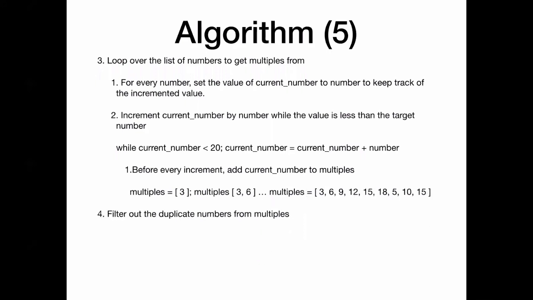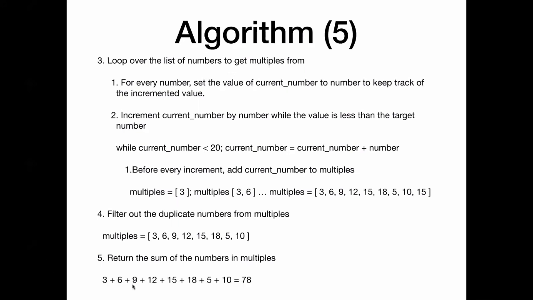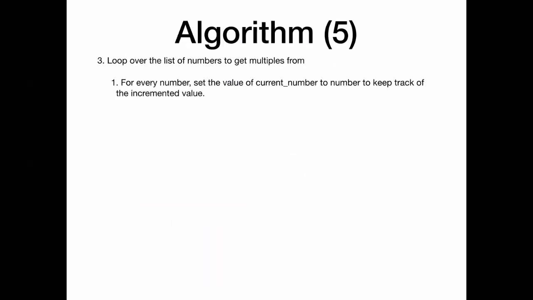And then the next step is to filter out the duplicates from the multiples. There's only one actually, and it's the 15. So we remove it from here. And finally, we return the sum of the numbers in the multiples. If you notice, it's 3, 6, 9, 12, 15, 18, 5, and 10: 78. So basing on this, at least, a quick test of the algorithm, it seems to work. No need to continue expanding it. It seems to make sense. If you're not comfortable, you can try another example, but at least from this one, I think it should work.